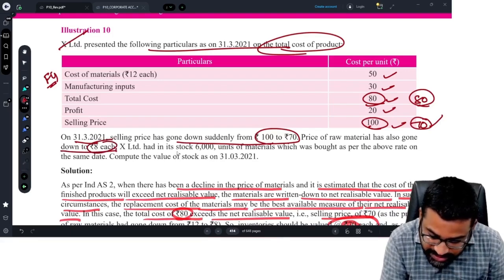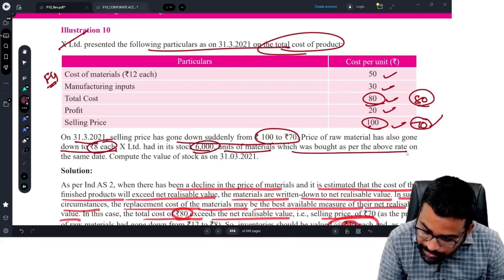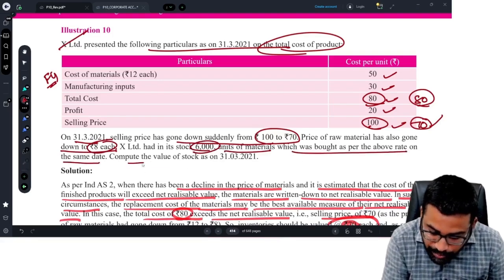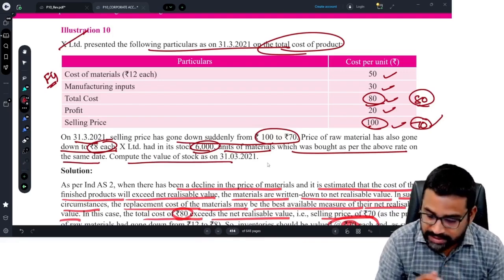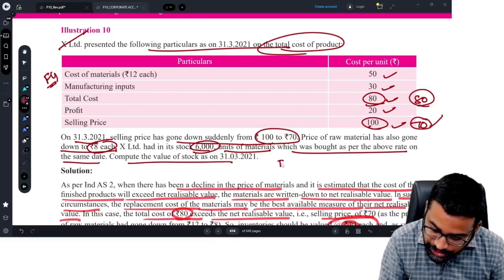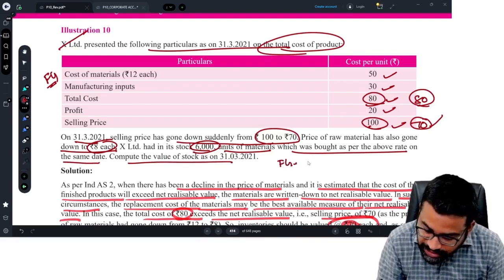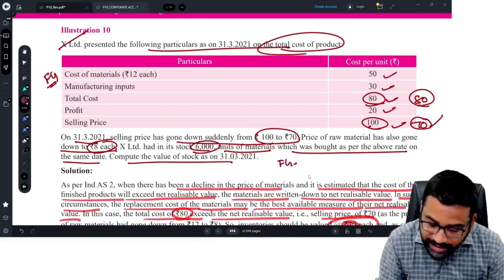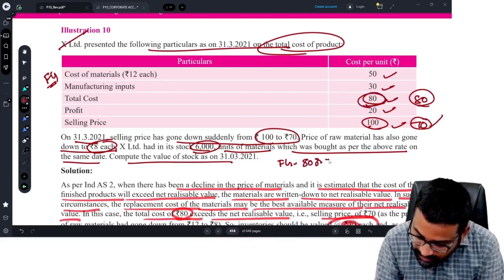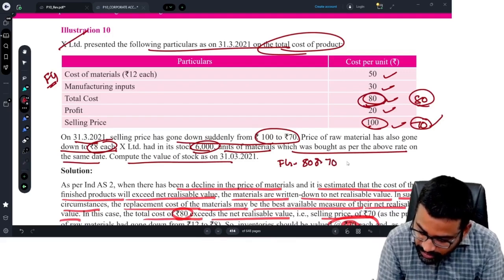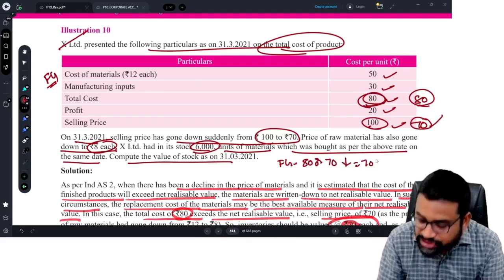X Limited has in its stock 6,000 units of material which was bought as per the rate on the same date. Compute the value of stock on 31st March 2021. How to compute the value? Tell me. See, first two things here. One is finished good. Finished good valuation point: cost or NRV, whichever is lower. What is the cost? 80. NRV 70, because 100 to 70. Now whichever is lower, that means 70. So finished good is done.